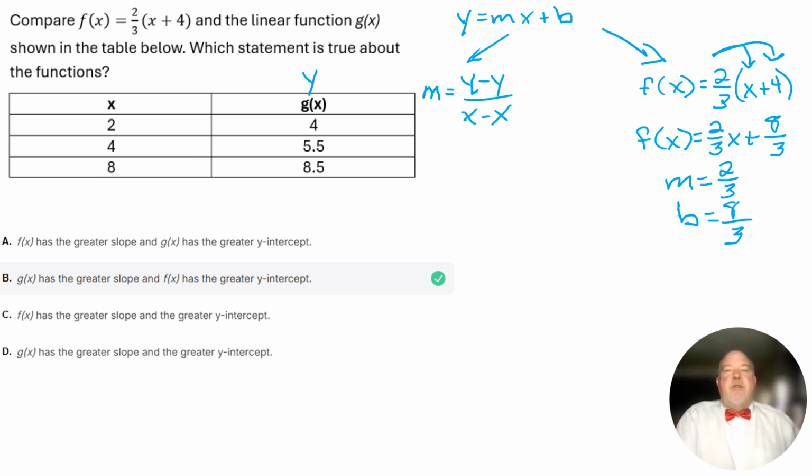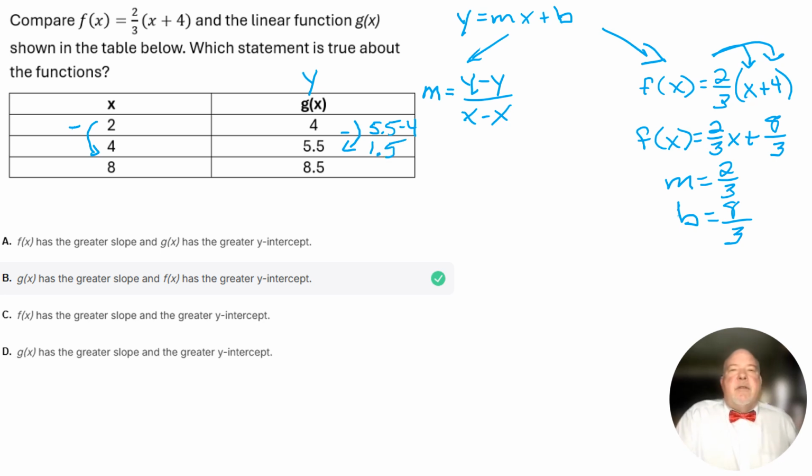So I'm just going to pick 2 points, and I'm going to find the difference in the y, so I'm going to subtract those, over the difference in the x, I'm going to subtract those. And so on this one, I'm going to do 5.5 minus 4. And that gives me 1.5. So that's the change in y.